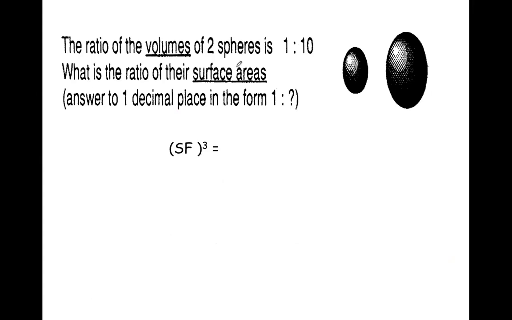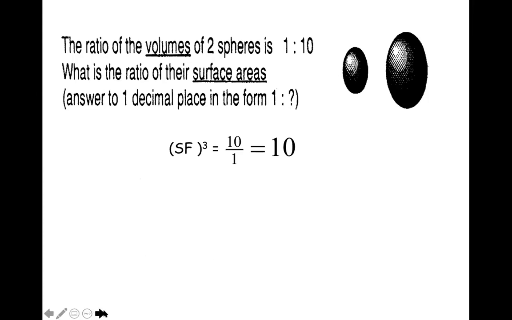The ratio of the volume of two spheres: one is 10 times bigger than the other in terms of volume. Now, what is the ratio of their surface area? So to do that, what you would need to do is find first the scaling factor. So we know that scaling factor cubed is 10 over 1, which is the enlargement scaling factor. That is 10.